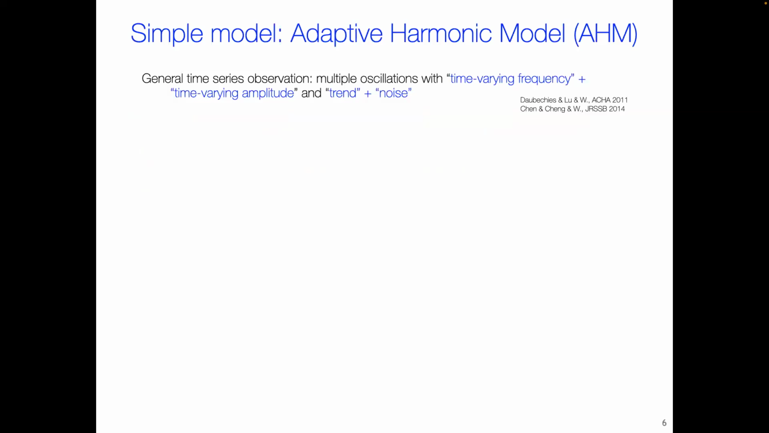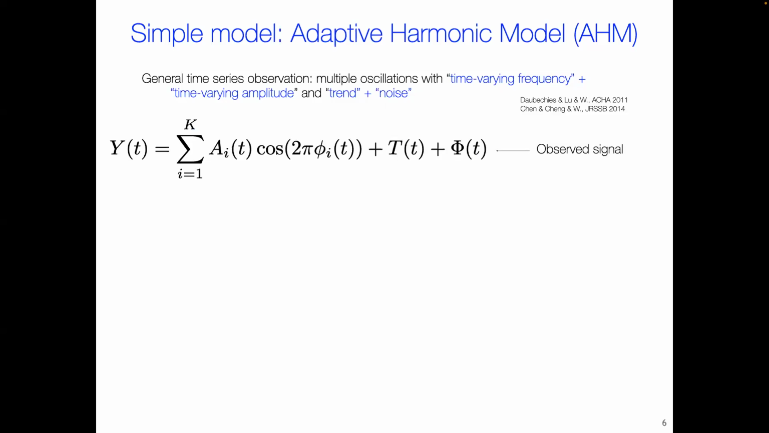So let's start with a model, because we want to study ridges of time frequency analysis. We need some model. And usually the focus of time frequency analysis is something oscillatory. That is actually the very original motivation of this set of work: most biomedical signals are oscillatory. They oscillate with time-varying frequency, time-varying amplitude, and noise. And there may also be a trend. So the model we consider is this algebraic model.